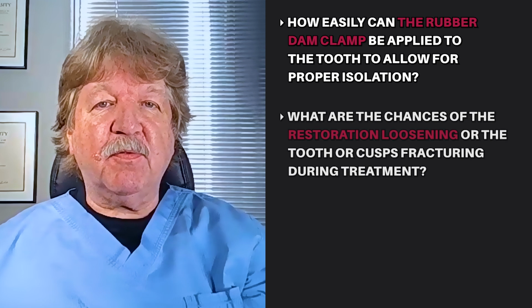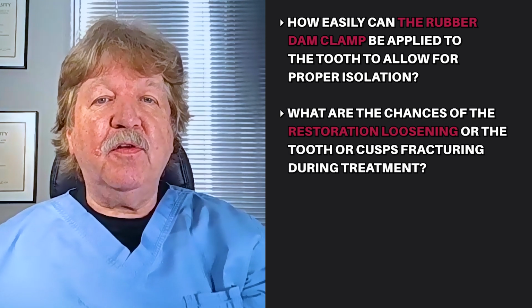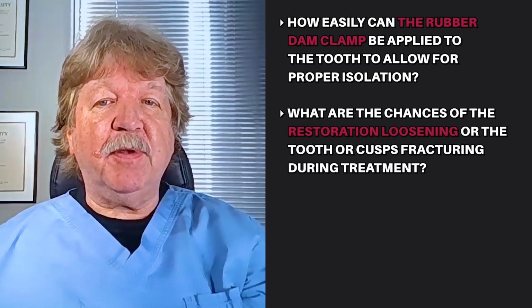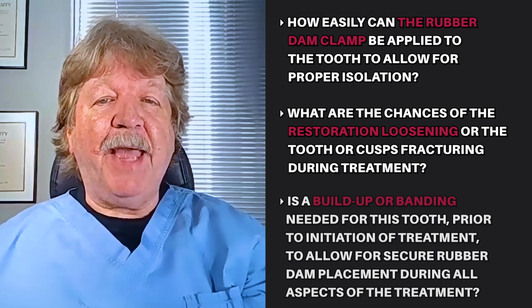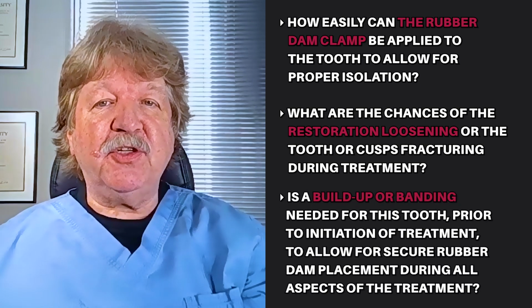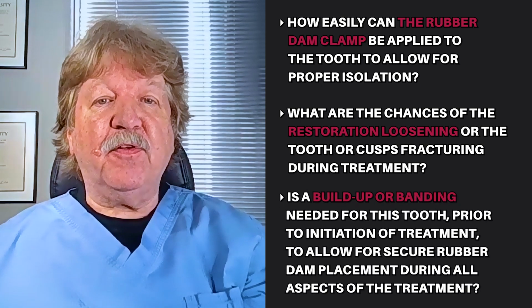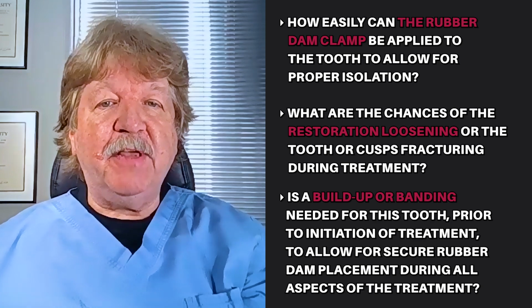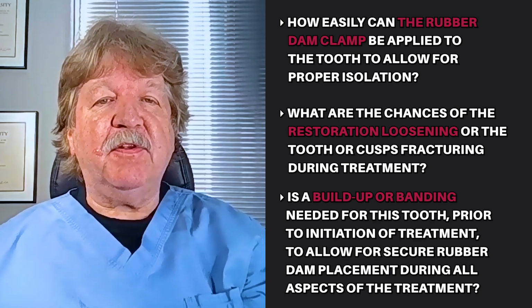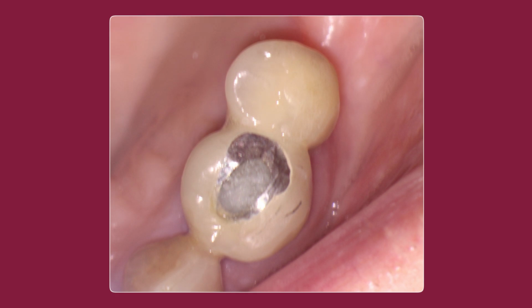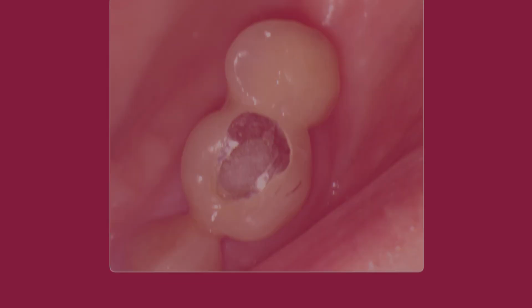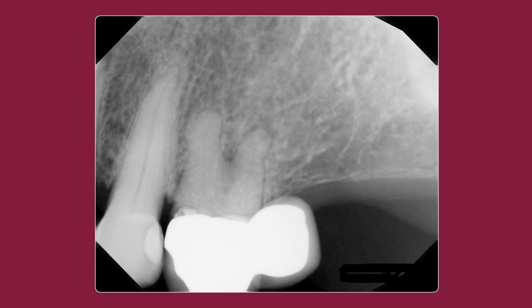What are the chances of the restoration loosening, or the tooth or cusps fracturing during treatment? Is a buildup or banding needed for this tooth prior to initiation of treatment to allow for secure rubber dam placement during all aspects of the treatment? What's the coronal morphology? Is the normal coronal morphology present, or has the tooth been restored with a full crown restoration that may be significantly deviated from the natural axis of the tooth?